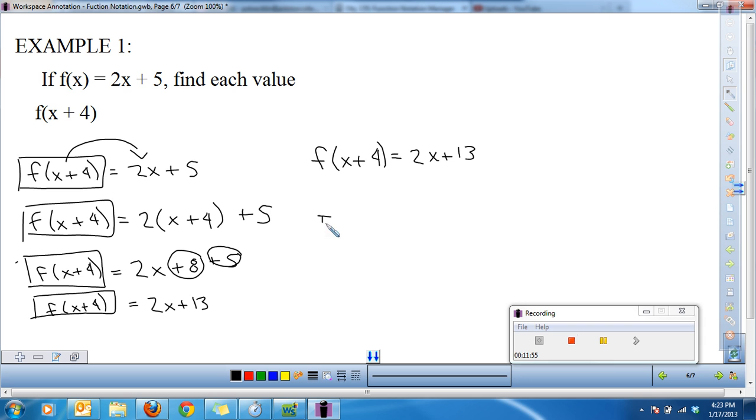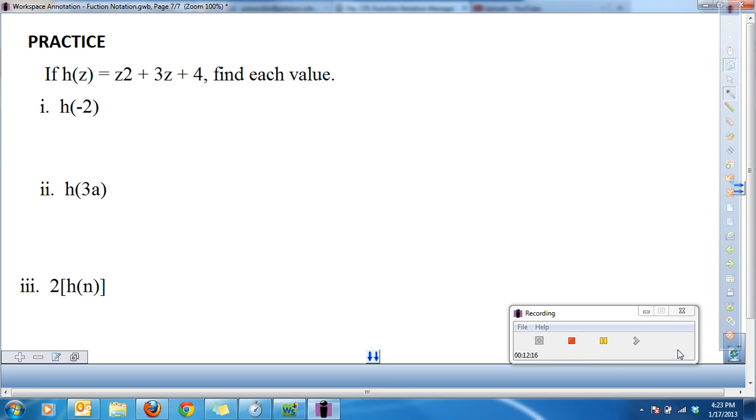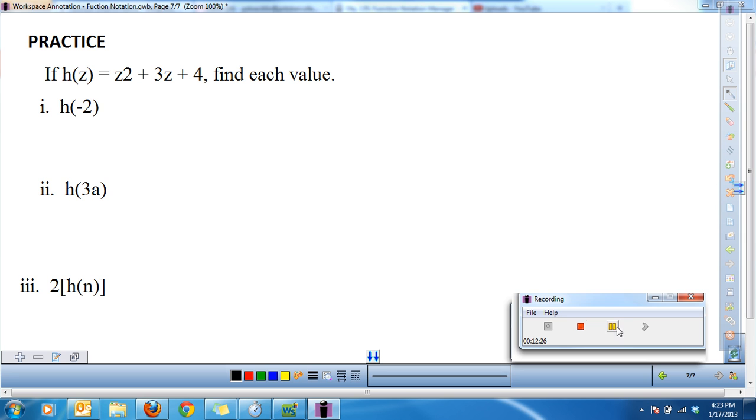In words, this can be written as the function evaluated at x plus 4 is 2x plus 13. Alright, I want you to try these 3 practice problems. When you're ready, press pause now, try them, and then when you're ready, press play, and you can see the answers and a little quick explanation.